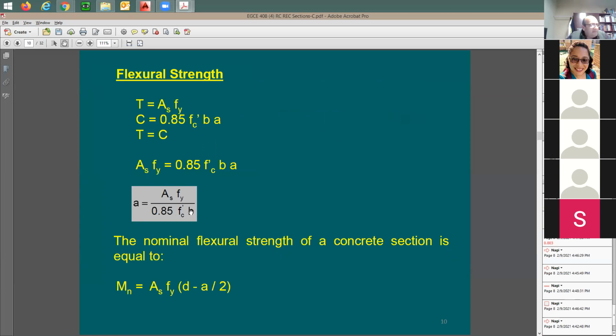Now we have all of that. All of these terms and variables, you have them. You have the compression block depth a, you have A_s, you have f sub y, you have f prime c, you have b. Now, how about the moment, M sub N? This is the equation we're just talking about. It's going to be equal to C or T. So in here, I use the simple form, right? Because here's the tension, here's the compression, equal to each other. A_s times f_y multiplied by the Z distance, the distance from tension to compression, d minus a over two.